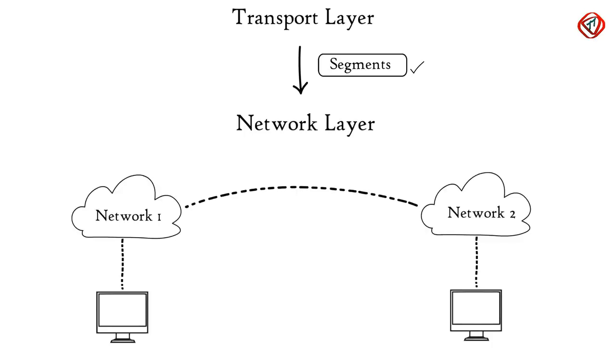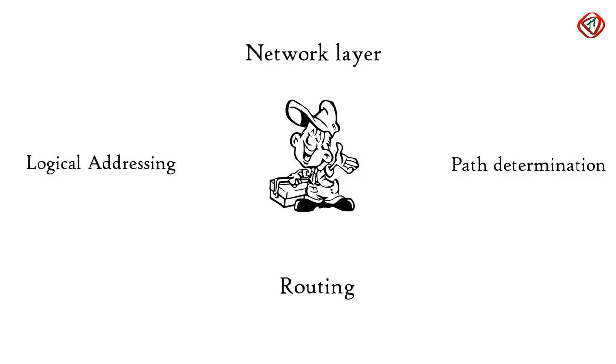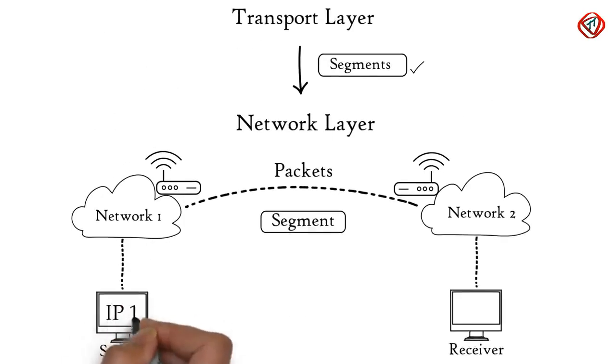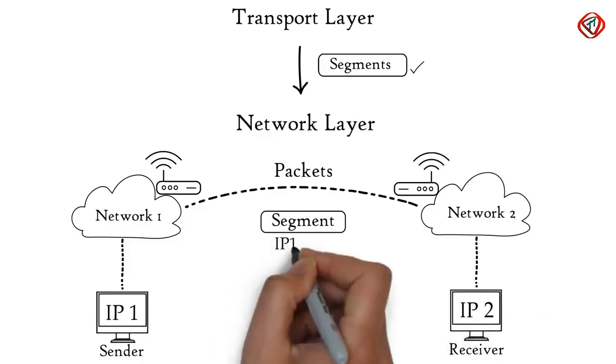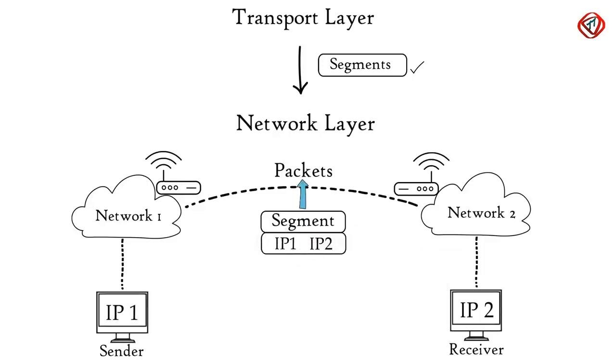Data units in the network layer are called packets. It is the layer where routers reside. The function of network layer are logical addressing, routing and path determination. IP addressing done in network layer is called logical addressing. Every computer in a network has a unique IP address. Network layer assigns sender and receiver's IP address to each segment to form an IP packet.